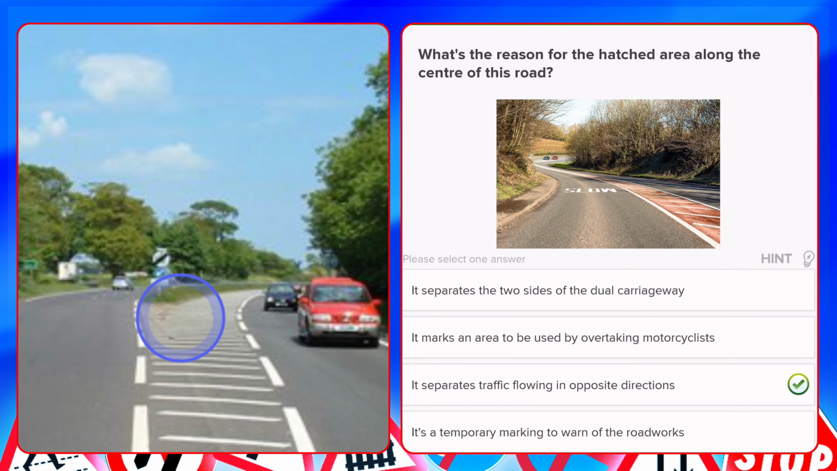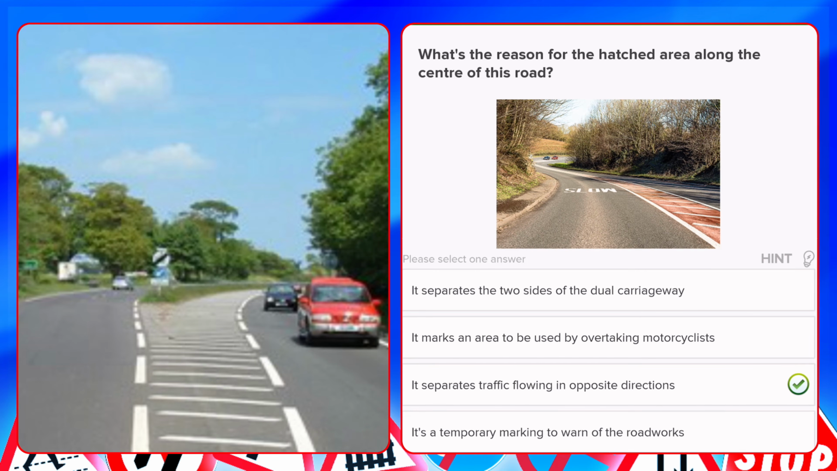So here you have the hatchet markings. I'll call them tram lines, but the correct name is hatchet marking. So the typical question is, what's the reason for the hatchet area along the center of the road? And the correct answer is to separate traffic flowing in opposite directions. Remember, you're going up, and as you can see, the traffic's coming down. So technically that area is protecting the flow of traffic.